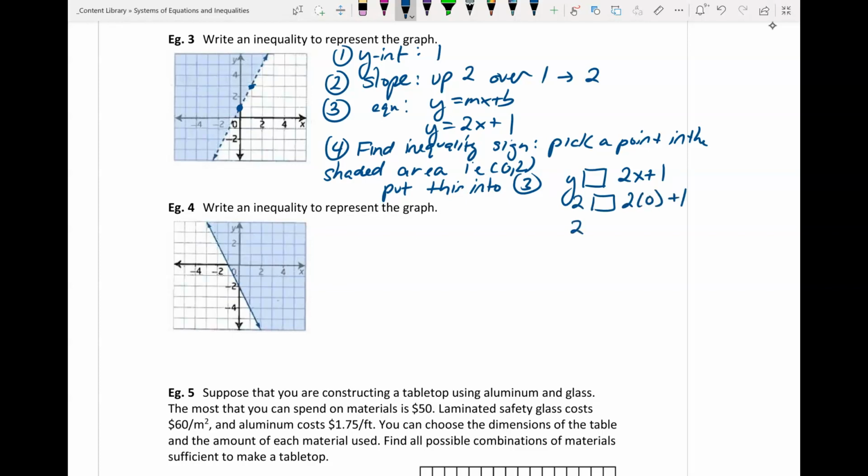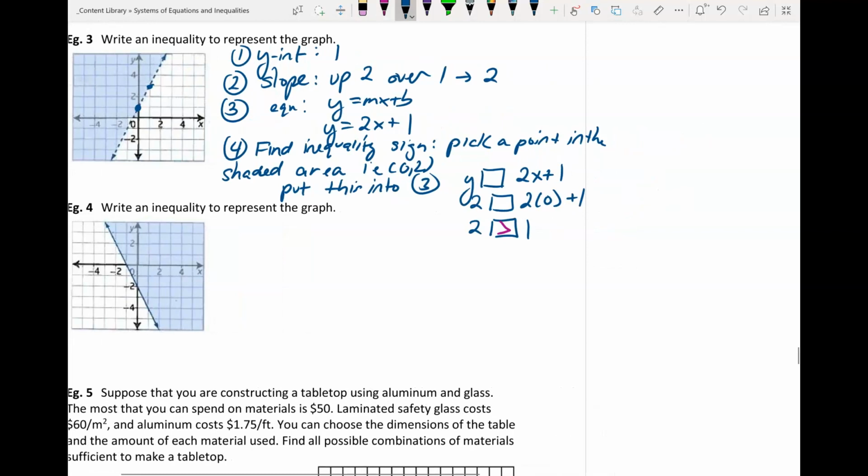So I'm looking at 2, some sort of inequality with 1. Well, for this to be satisfied, we have to pick 2 is greater than 1, and it can't be equal to either because we have that dashed line. So then we put it all together. So we have y is greater than 2x plus 1 as our final answer.